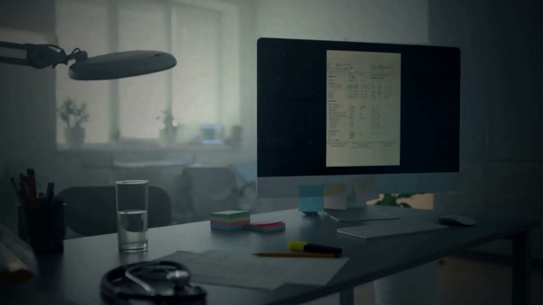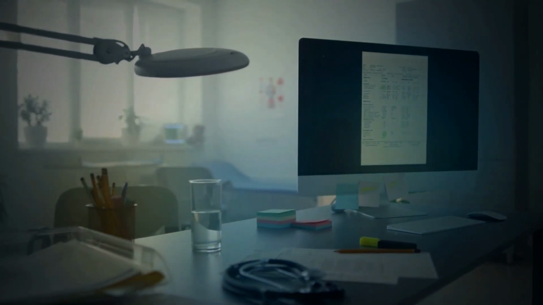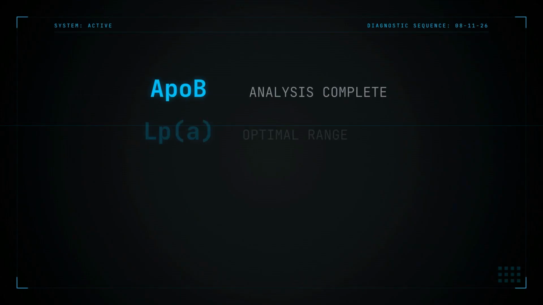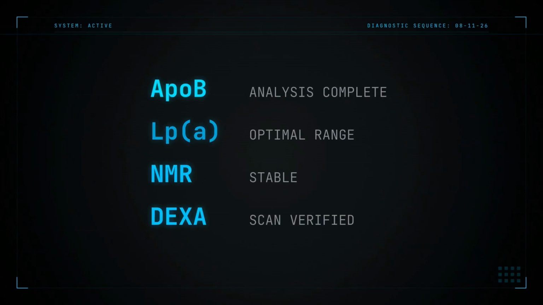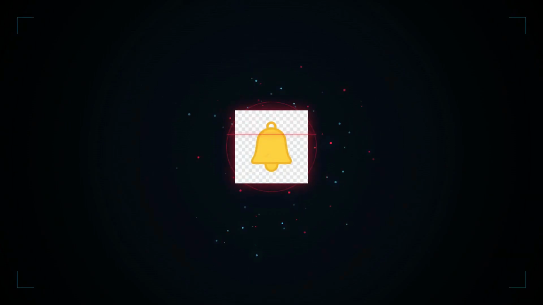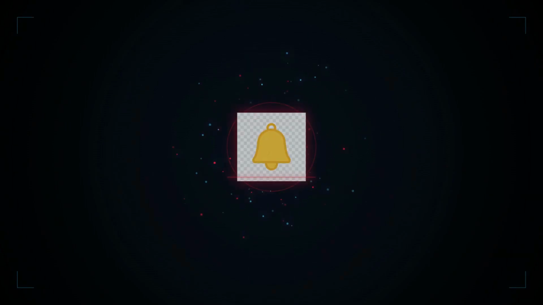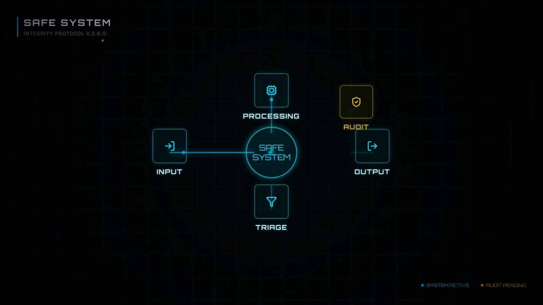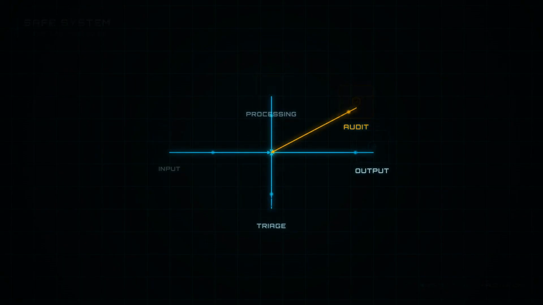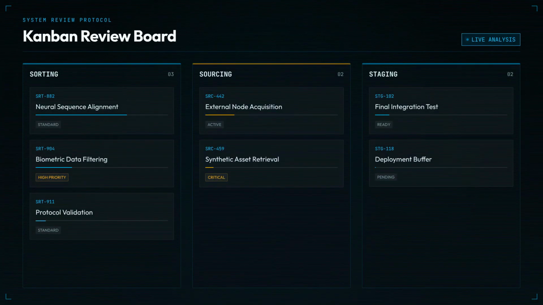When you open your inbox at 7 a.m. and find a week's worth of ApoB, LPA, NMR, and DEXA results waiting to be interpreted. The problem is not that you need another alert. It is that the work arrived without a safe system for sorting, sourcing, and staging it for your review. The job must make failed retrieval visible before morning review begins.